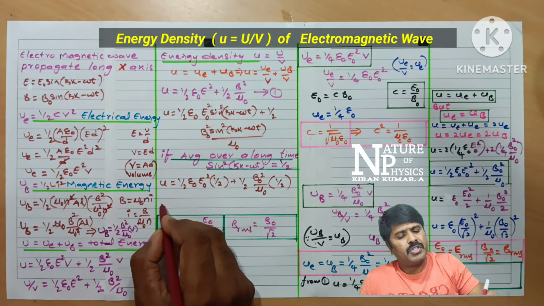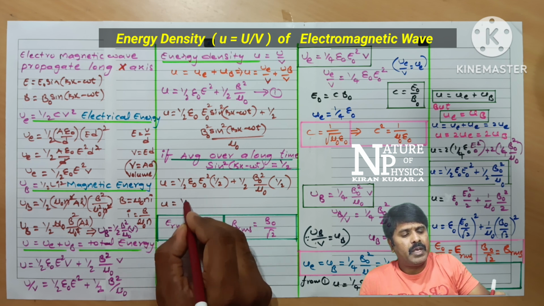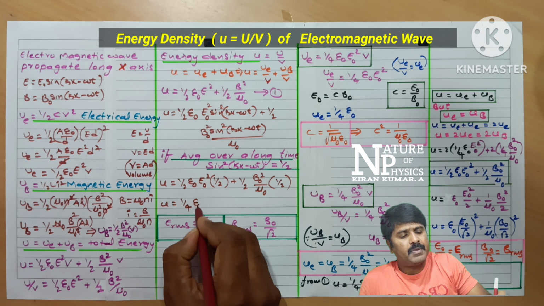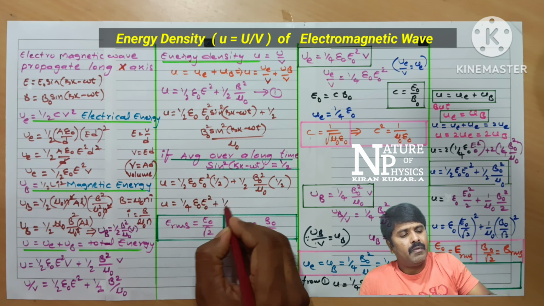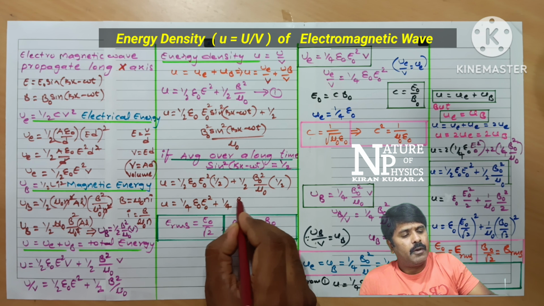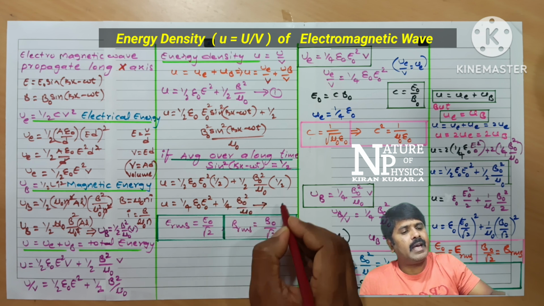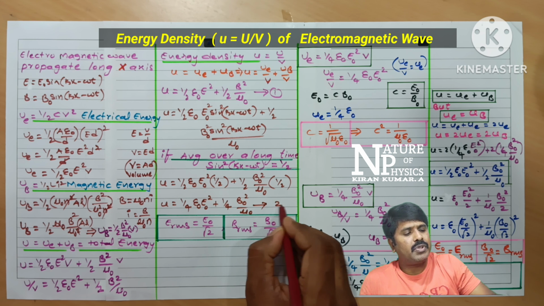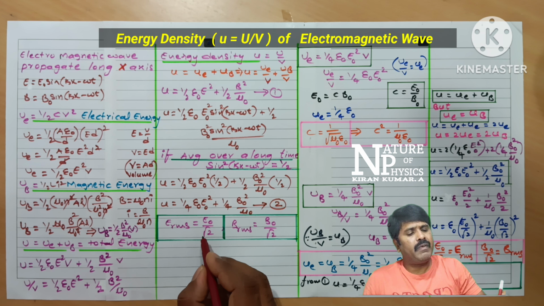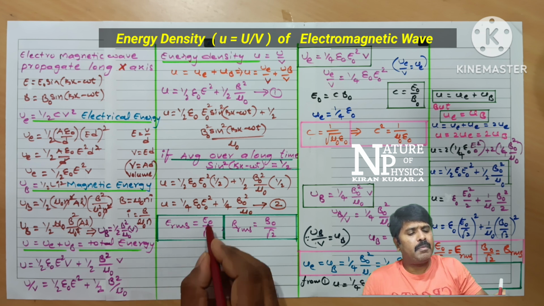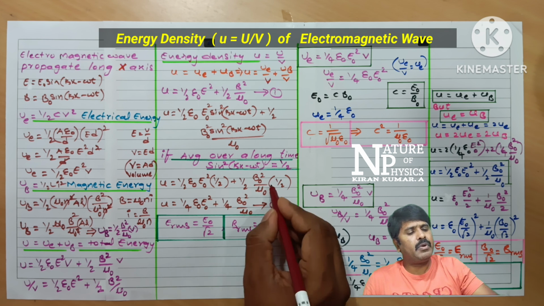Okay, so one more step: we can write U is equal to 1/4 epsilon naught E naught square plus 1/4 B naught square divided by mu naught. This I can write as equation number 2, student. In this equation we can replace E RMS is equal to E naught by 2, B RMS is equal to B naught by 2.